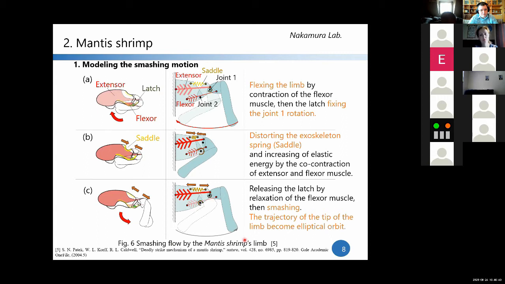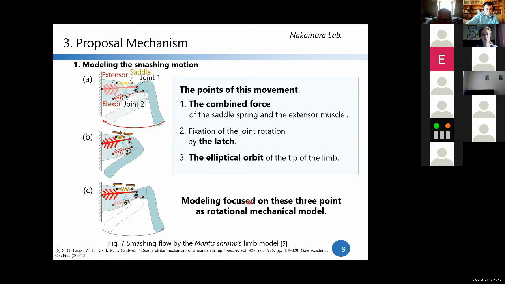Furthermore, it is known that the trajectory of the mantis shrimp's limb is an elliptical orbit, which affects the impact. Therefore, the elliptical orbit is also considered in the model. Here, I'll explain the points that we paid attention to in this motion. The first is the combined force of the saddle spring and the extensor muscle. The second is the fixation of the joint rotation by the latch. The third is the elliptical orbit of the limb. We have modeled the instantaneous force generation mechanism as a rotary system that is easy to incorporate as a mechanical element, inspired by these three characteristics.